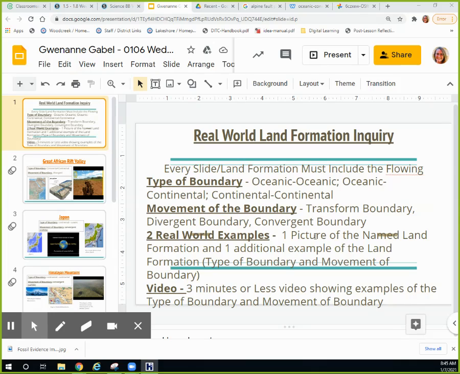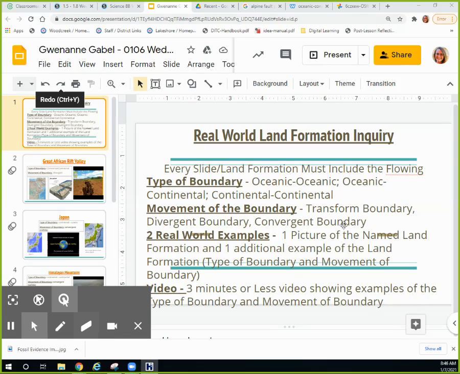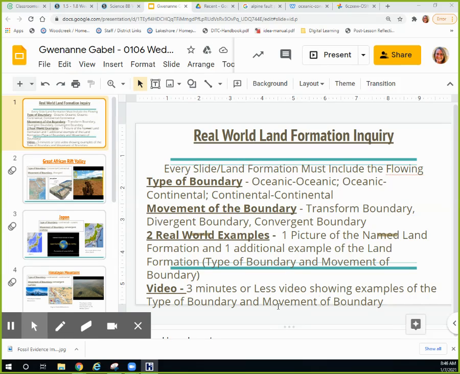We will find a picture of the famous land formation and then an additional example of a different land formation that has the same type of boundary and the same movement. I won't be looking for a video for each one during this recording, but I will post the completed presentation with videos for each famous land formation.